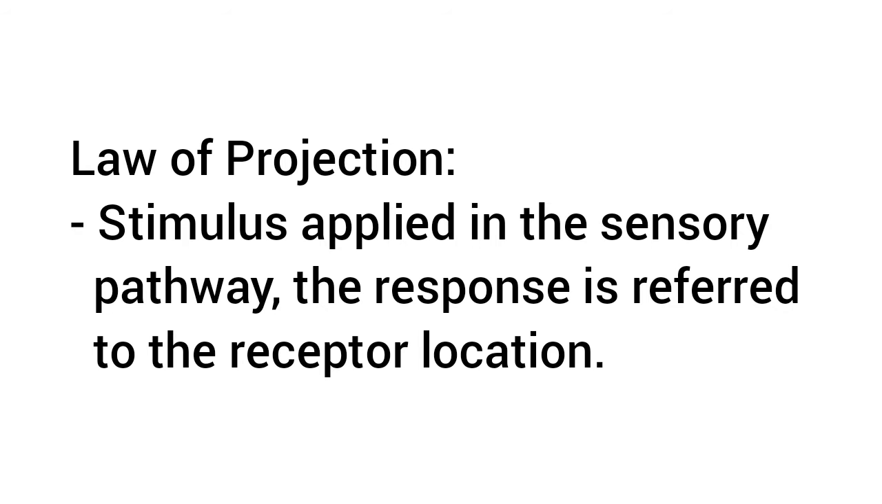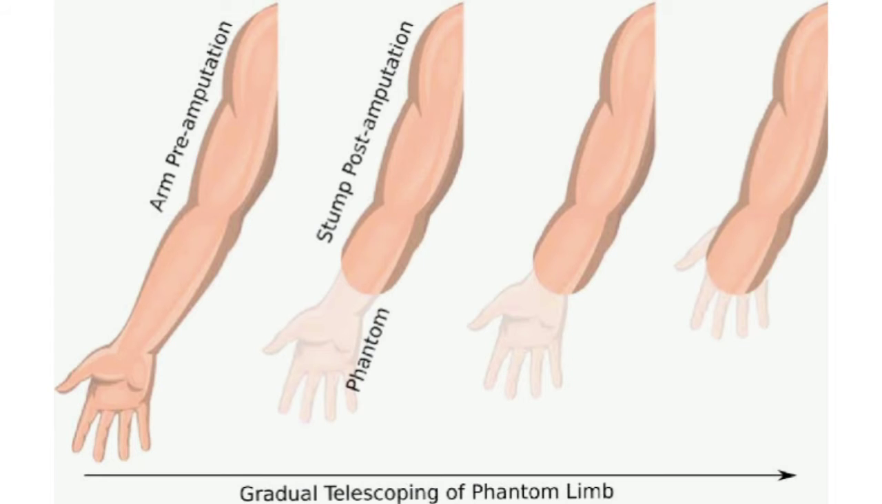The final property is the law of projection. It states that anywhere in the path of the sensory pathway, that is from receptor to sensory cortex, wherever the stimulus is applied is always referred to the receptor location. Example is phantom limb, also known as missing limb.